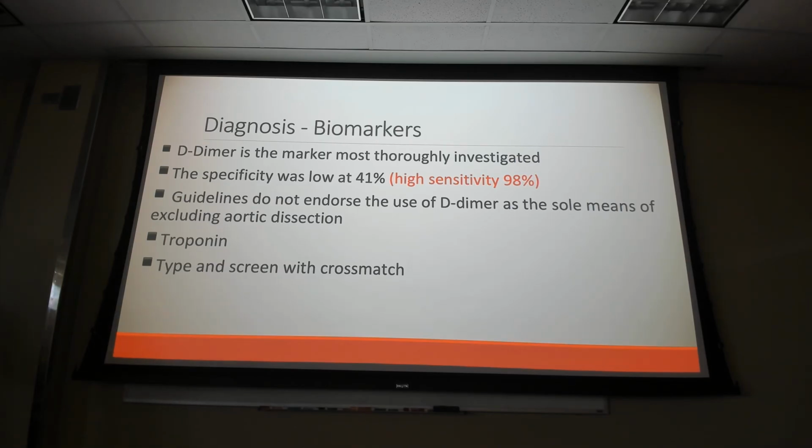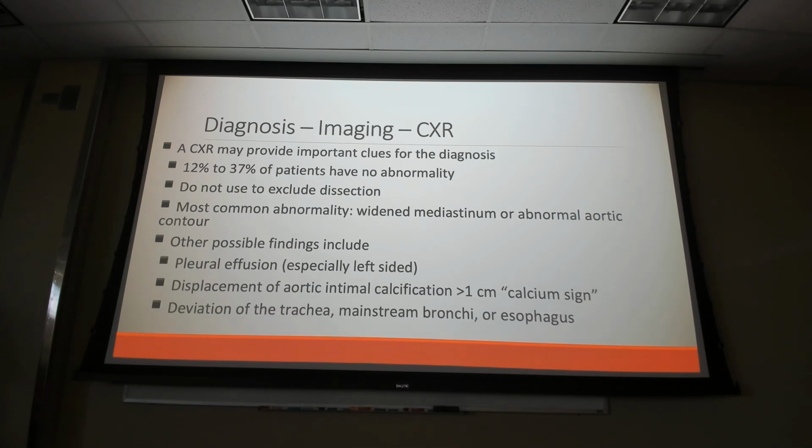Troponin, can they have an elevated troponin with a dissection? Absolutely. Again, misleading, but if it's affecting the coronary blood flow, if it's dissecting right at the arch before it branches off the coronary arteries, then it can affect the coronary blood flow and present with ischemia, ST segment elevation, positive biomarkers because of the ischemia. So again, we have to have a high index of suspicion. So we're going to do a type and crossmatch with these patients as well.